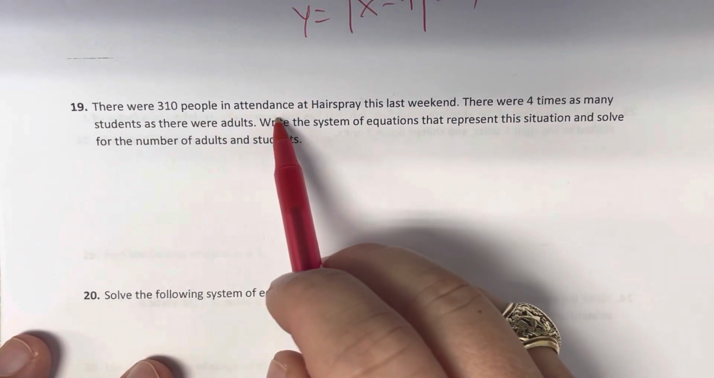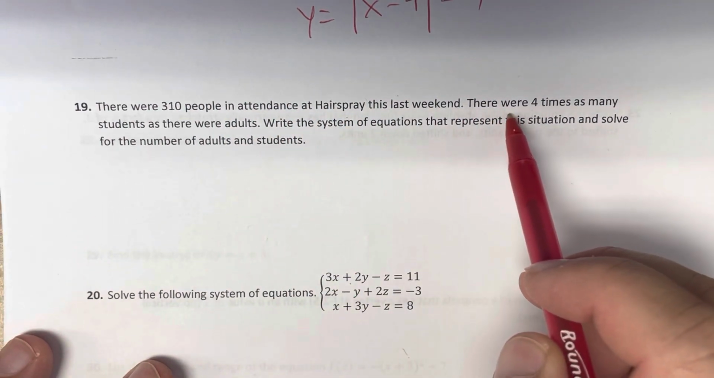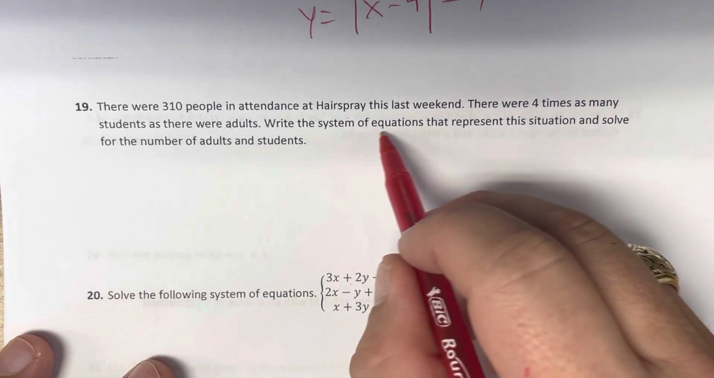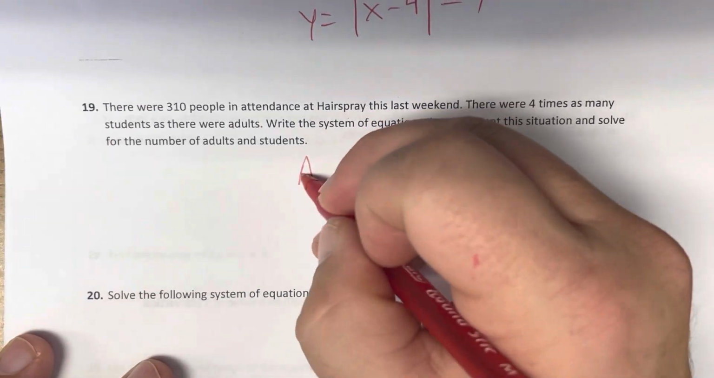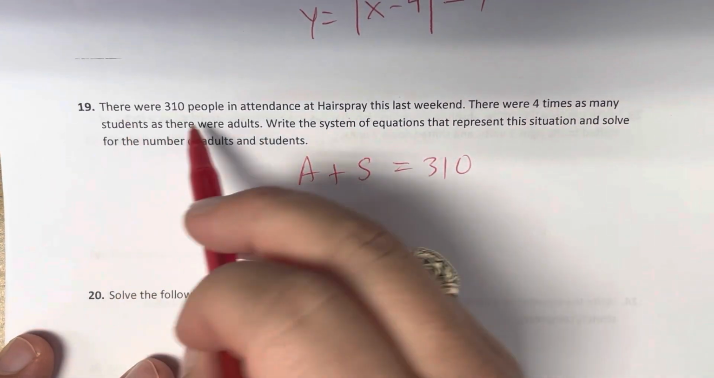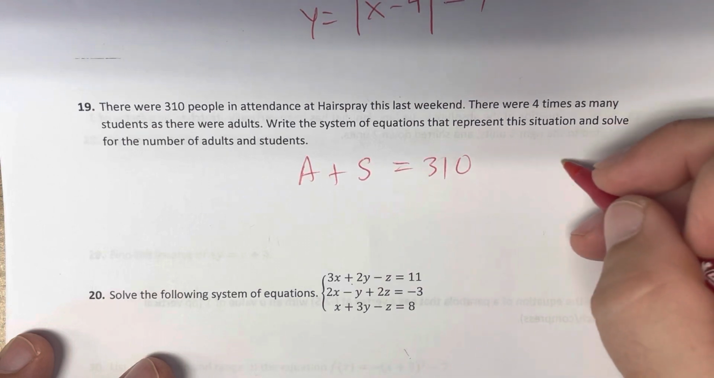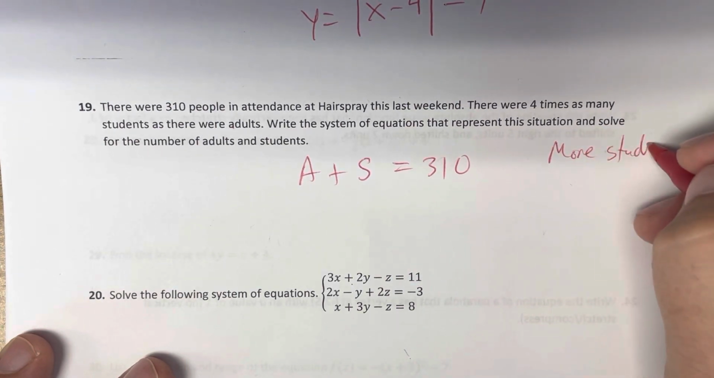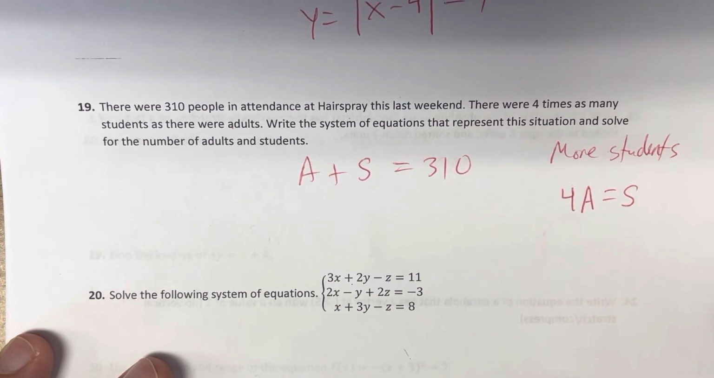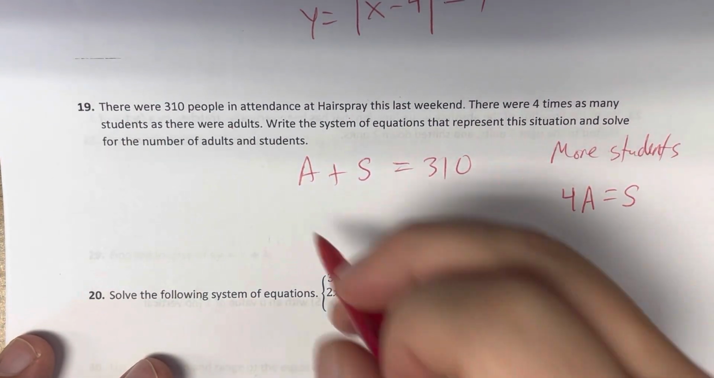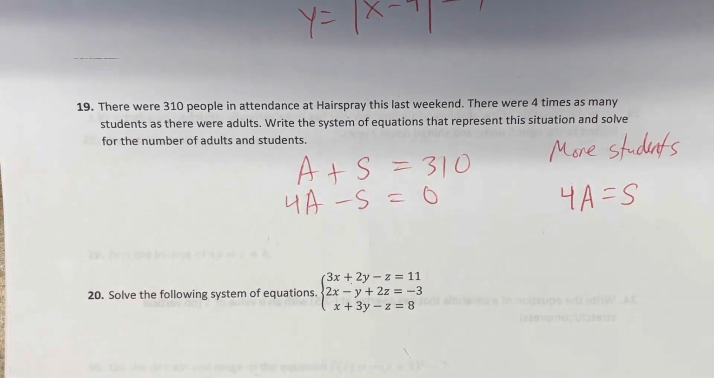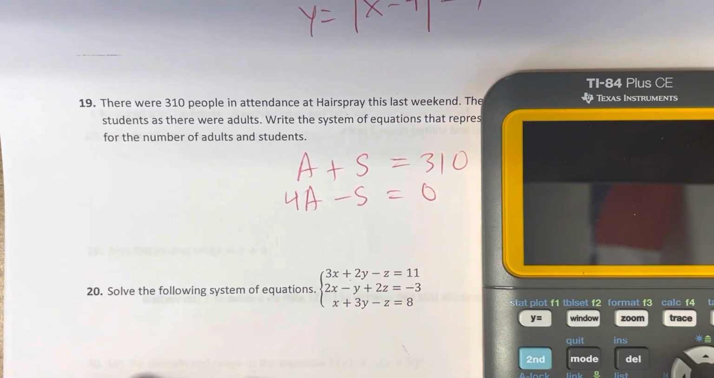There are 310 people in attendance at Hairspray this weekend. There are 4 times as many students as there were adults. And write the system of equations. So we only have students and adults, so A plus S is equal to 310. But there are 4 times as many students as adults, so more students. And so like we did earlier, for every 1 adult, we're going to multiply by 4 to get the number of students. And so we need to subtract 1 of them over. I'll do 4A, move the S over, minus S equals 0. And then we're ready to put it in our matrix.